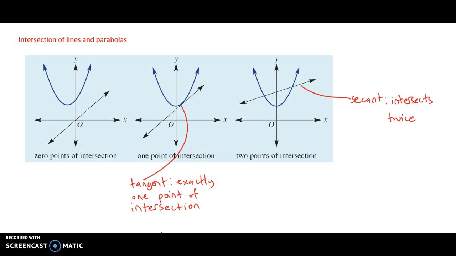If we have a discriminant less than 0, we're going to have 0 points of intersection. So b squared minus 4ac is less than 0, we have 0 points of intersection. If we have 1 point of intersection, we have the discriminant equal to 0, so b squared minus 4ac equals 0. And lastly, you can probably guess, if we have 2 points of intersection, we will have the discriminant greater than 0. So b squared minus 4ac is greater than 0.